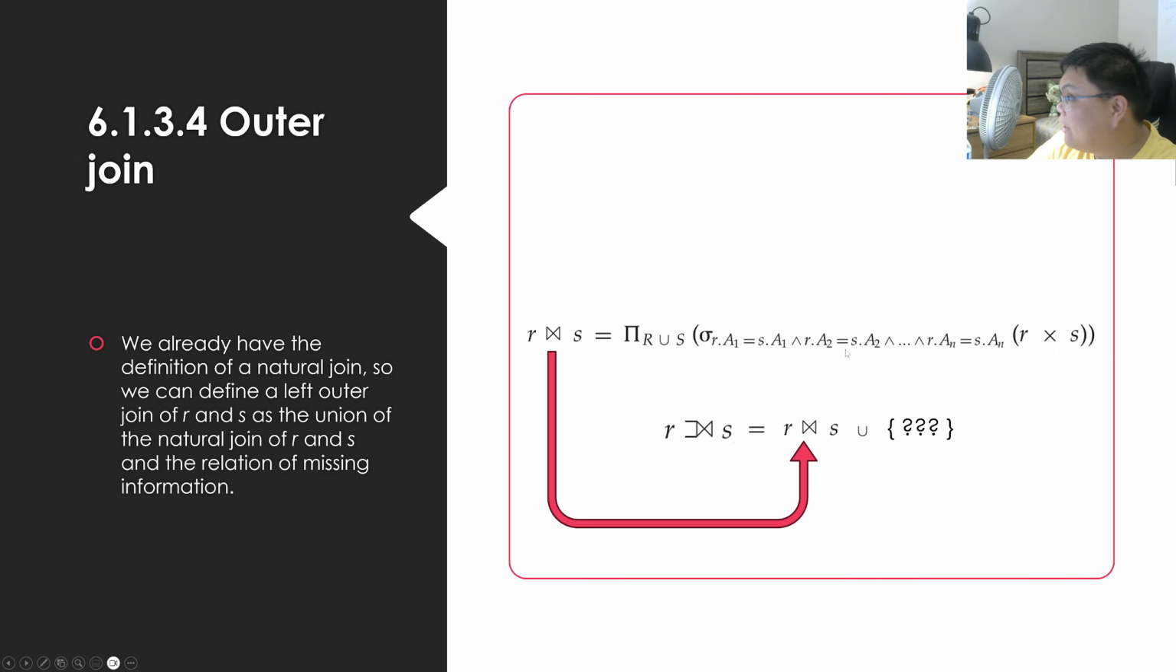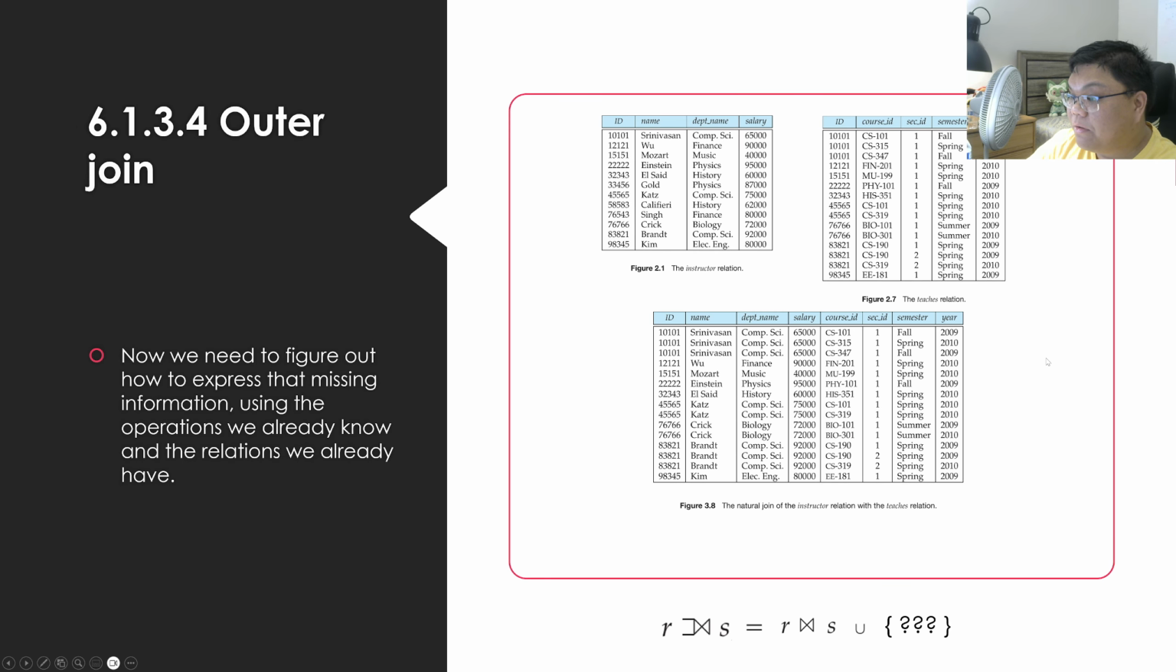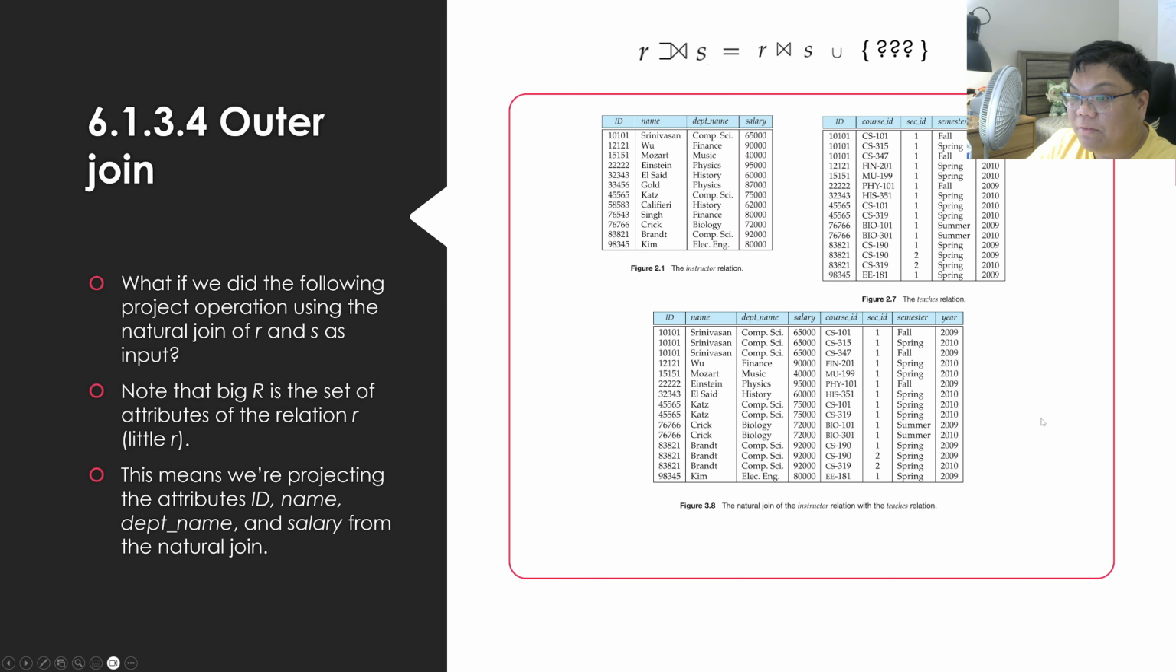So we have these three relations: instructor, teaches, and the natural join of those two. What if we did this? Pi of sub big R, and we pass in R natural join S.